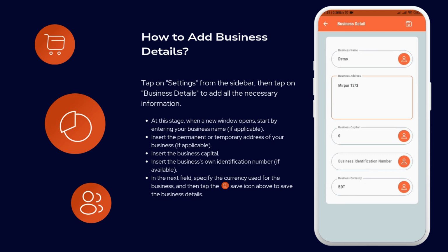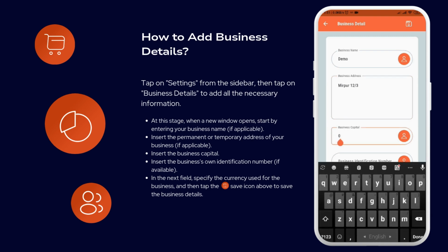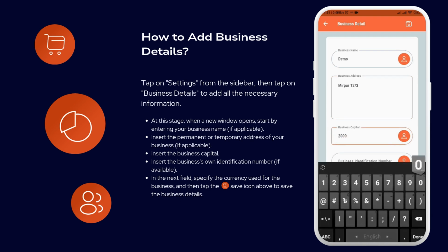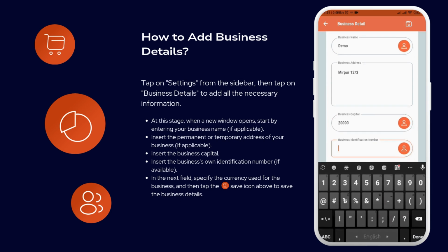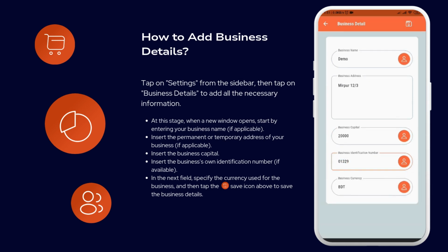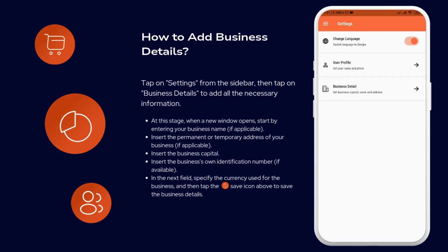As we know, capital is essential to start any business, so you can enter your initial capital amount here. In the next field, you can add your business identification number and select the currency your business operates in. Once all the information is filled in accurately, simply tap the Save icon at the top to securely store your business details.